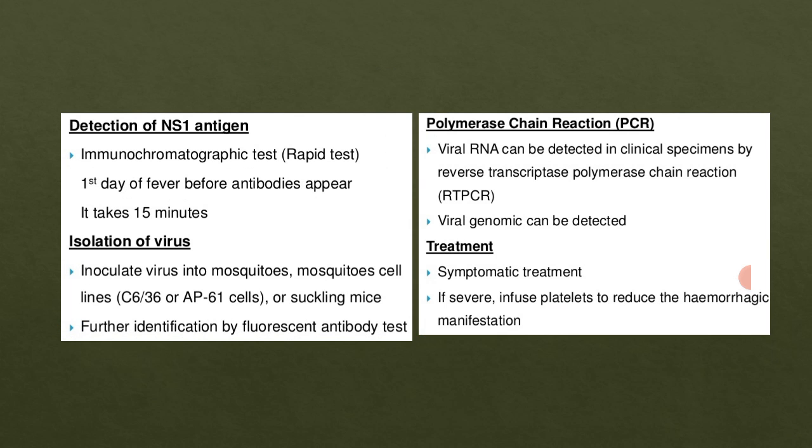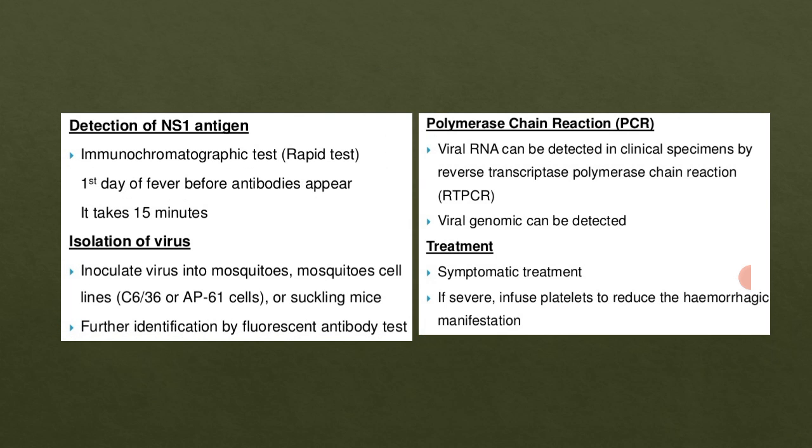So in that, what is happening, the sample from that mosquito or from that mice will be taken, and that will be used for fluorescent antibody detection. So if the antigen and antibody complex is produced, then the fluorescence will be emitted, which determines the positive reaction, which will confirm the isolation of virus.